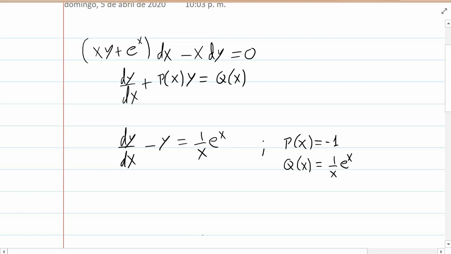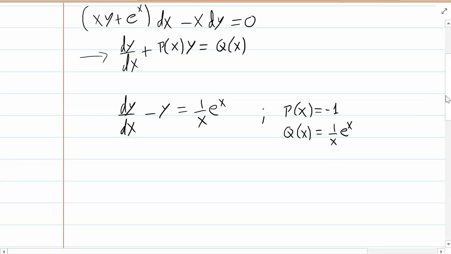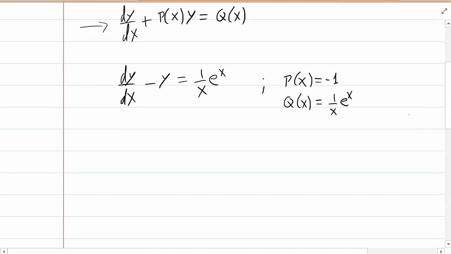So what this tells us is that this is a first order linear differential equation, since it can be written in this form. One of the methods for linear differential equations is the Bernoulli method. To use the Bernoulli method, what we have to do is make y = uv.